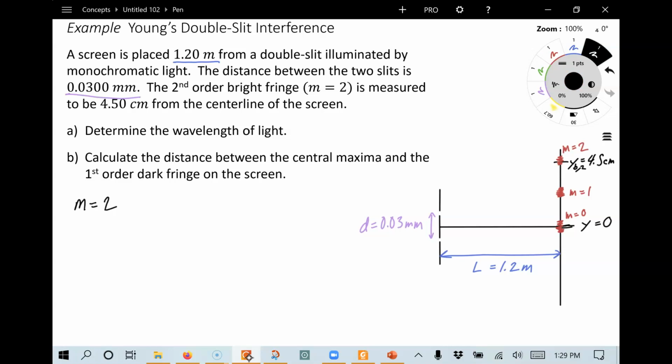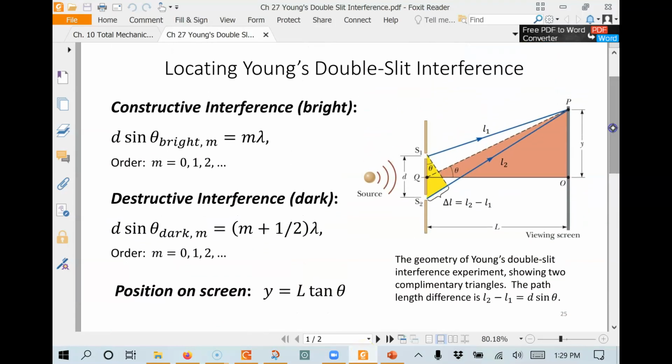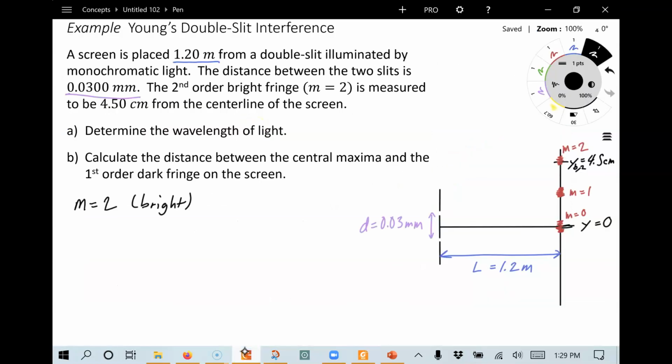All right, so it says determine the wavelength of light. This is m equals 2, and it is bright. So it's constructive interference, as we saw. Let's see which equation we're going to use for that. We have constructive interference, which is bright: d sine theta bright equals m times lambda. So d sine theta bright, with m equals 2, equals m times lambda. We're trying to solve for lambda.